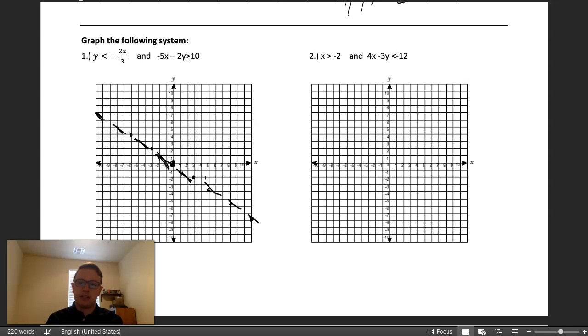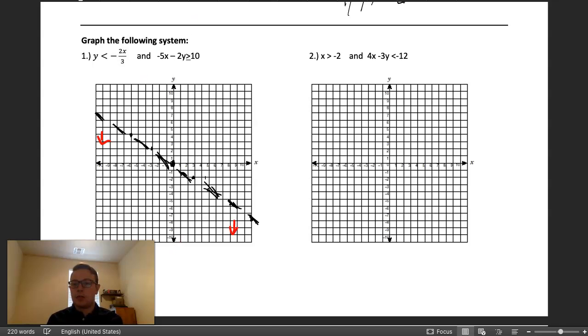Now we have to see which side we're going to shade. Can't use the point 0, 0 because it's on the line, so that won't tell us anything. Instead, let's choose something like 0, 10, way up here, to test our point. Is 10 going to be less than 0? No. So we're going to shade in the opposite direction. We're going to shade going down.